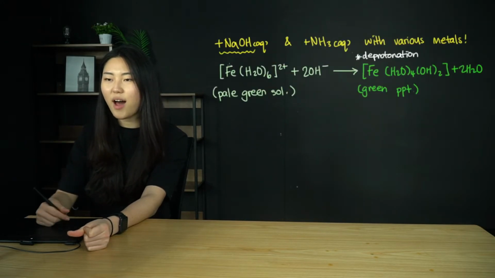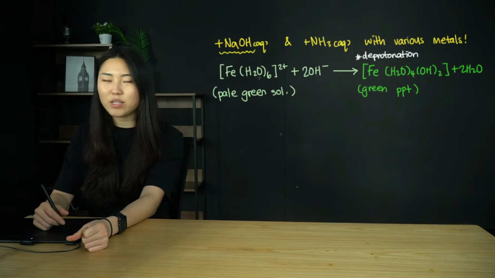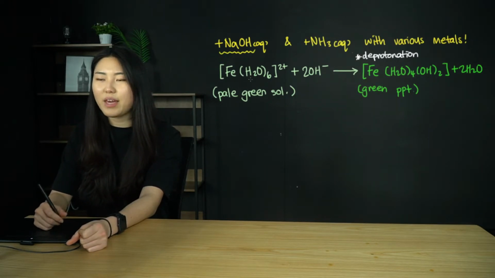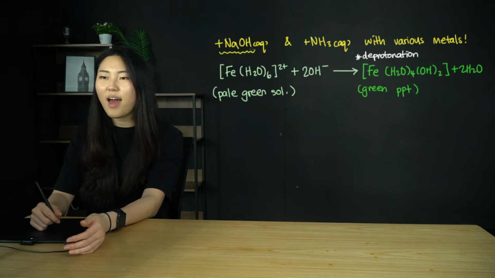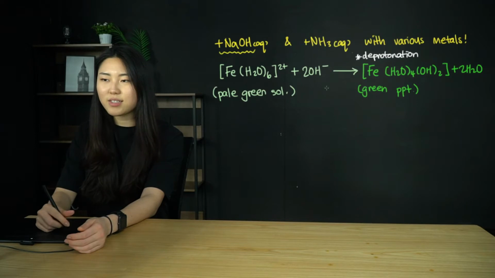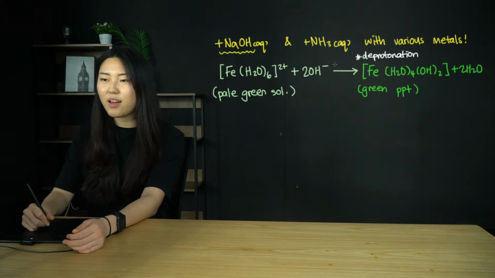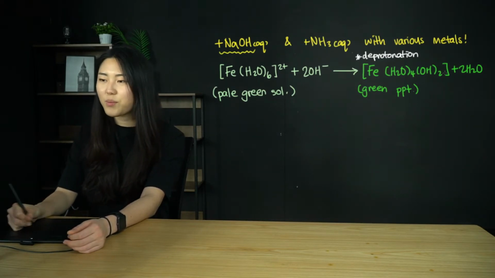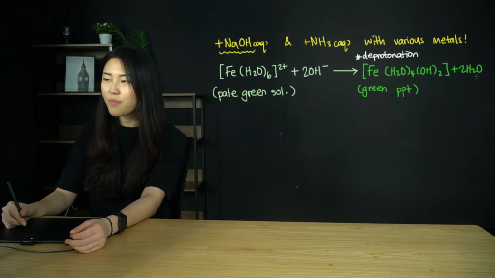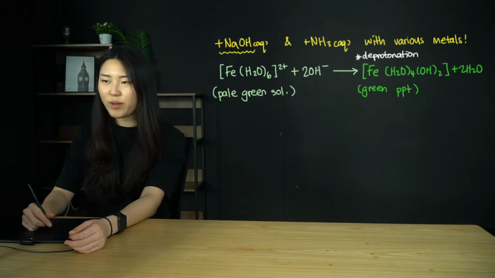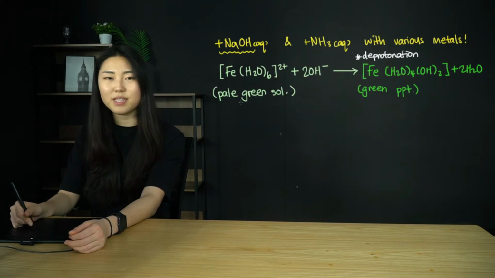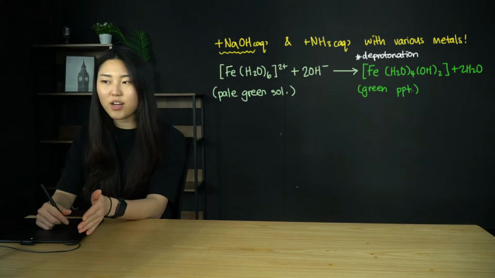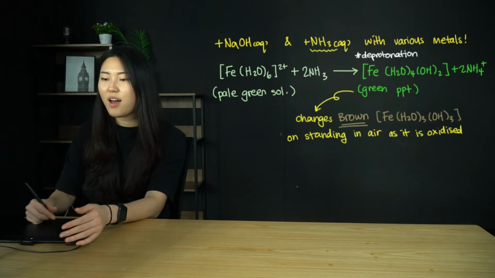Now we're moving on to iron. So we first of all have Fe2+ ions. In the Fe2+ aqueous solution, it's a pale green solution, okay? And if we add some sodium hydroxide, it's going to react with the OH- ion, deprotonation occurs, and we're going to get this complex with no overall charge, and we're going to get 2 water molecules because the OH- accepted the protons. And now we're going to have our green precipitate, okay? So from pale green solution, we got a green precipitate.